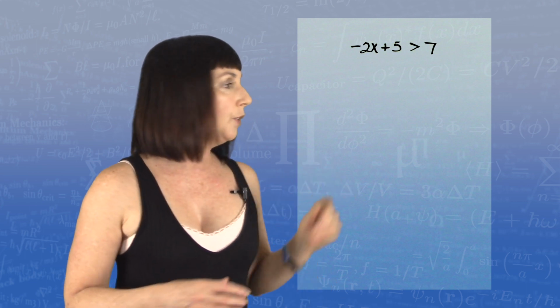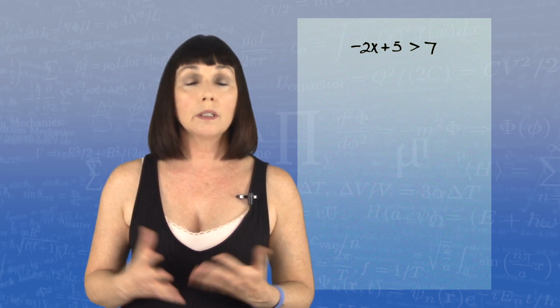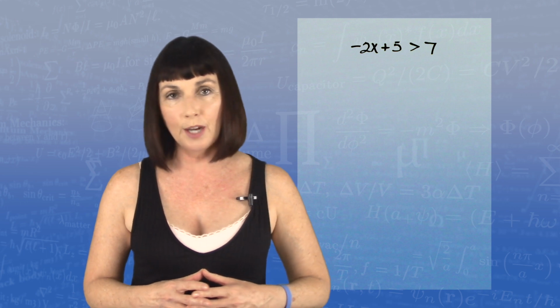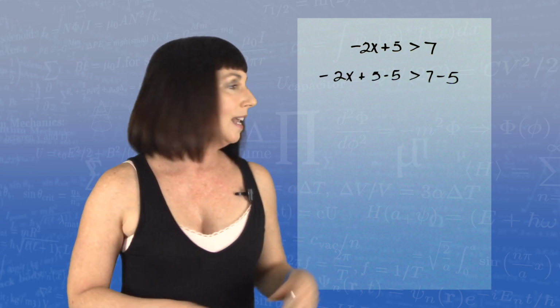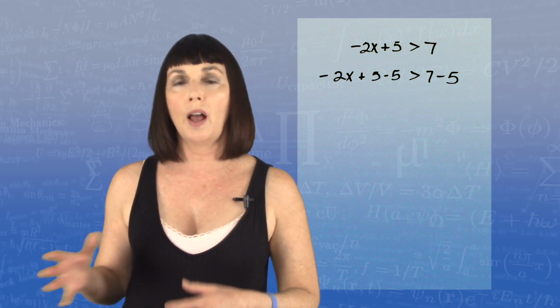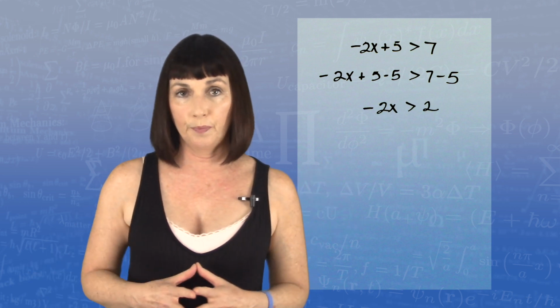Now, why are these properties important? Because they allow us to do algebra on inequalities to solve them. So let's do an example. We have negative 2x plus 5 is greater than 7. Okay, I'm going to subtract 5 from both sides. I can do that because of our addition-subtraction property. So I get negative 2x plus 5 minus 5 is greater than 7 minus 5. And that leaves me negative 2x is greater than 2.